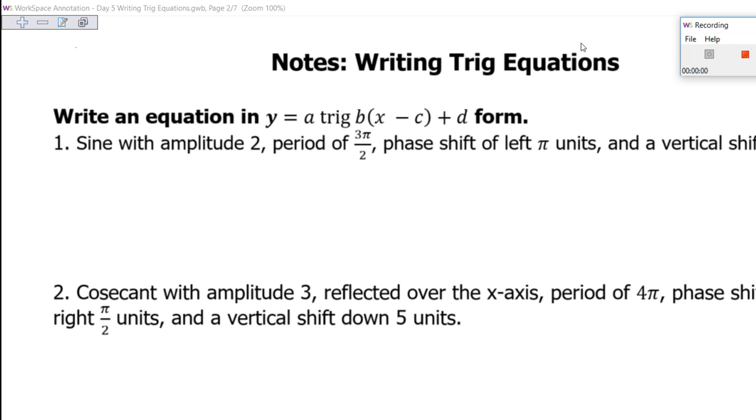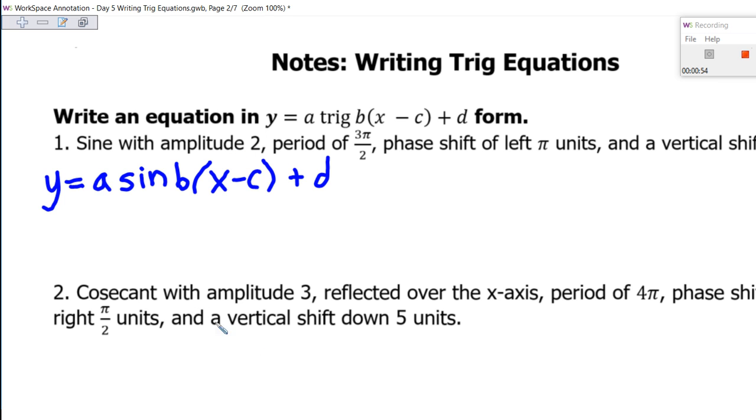It says we have a sine with amplitude of 2, a period of 3 pi over 2, a phase shift of left pi units, and a vertical shift of 3. So let's go ahead and start writing that equation. So it would be y equals a. Here, what trig function do we need to write our equation as? Sine. So my equation, make sure an equation has an equal sign. You can use f of x equals or y equals.